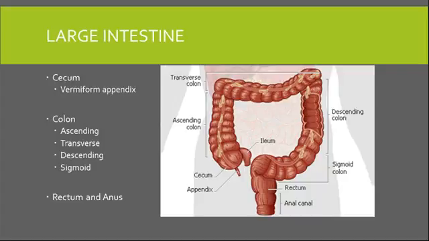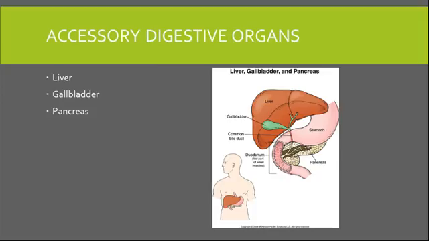The accessory organs of digestion play a part in the breakdown of the chemical components of food. They are the liver, the gallbladder, and pancreas. And here you can see respectively how they lie in the body.